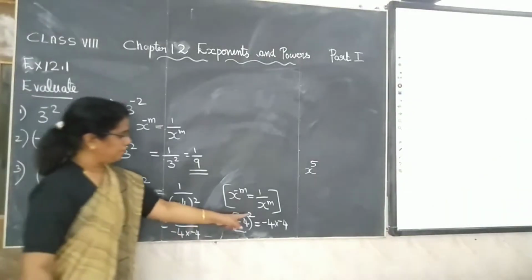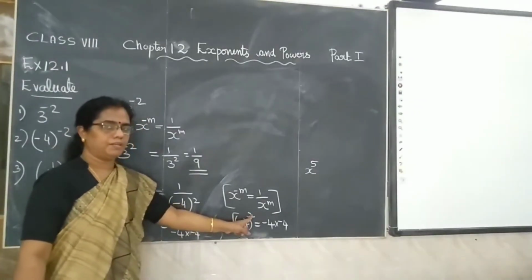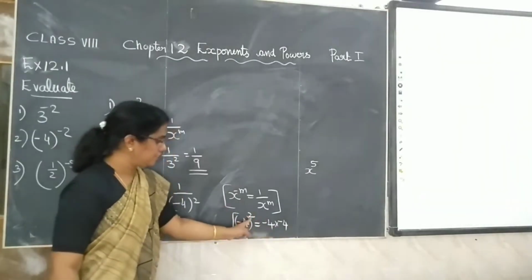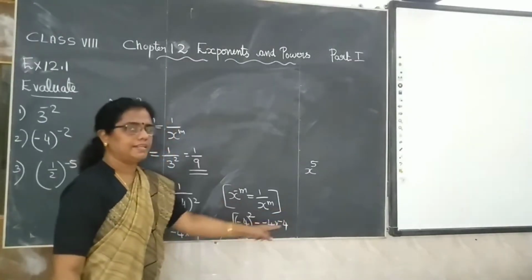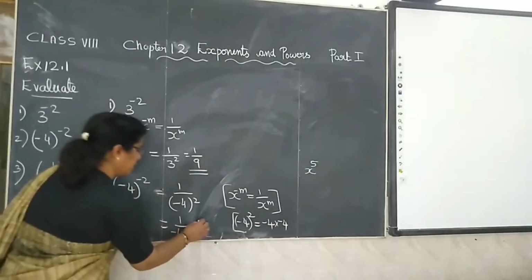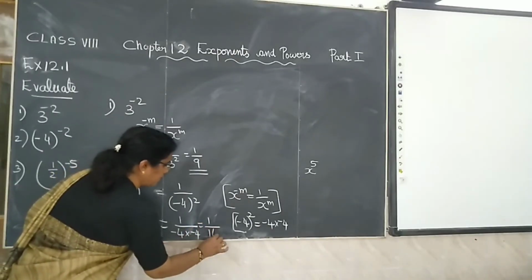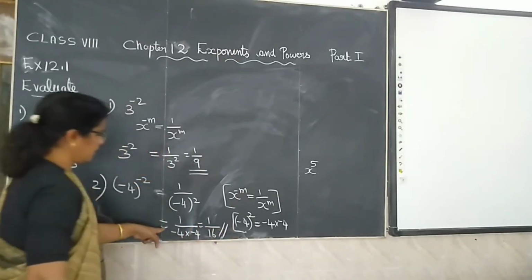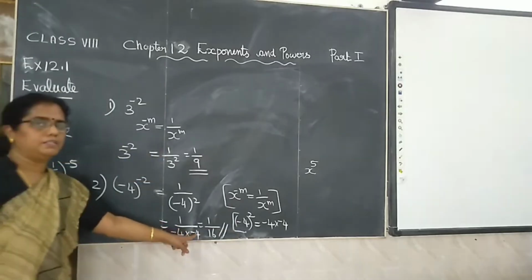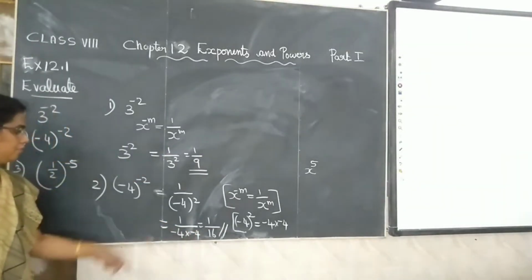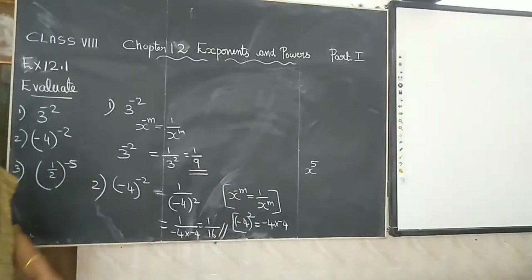According to the power, we have to write the number. If the power is 2, you have to write it 2 times. If the power is 3, you will write minus 4 three times. Therefore, this answer becomes 1 by 16. Minus 4 into minus 4 is 4 into 4, 16, minus into minus is plus. Therefore, 1 by 16 is the answer.